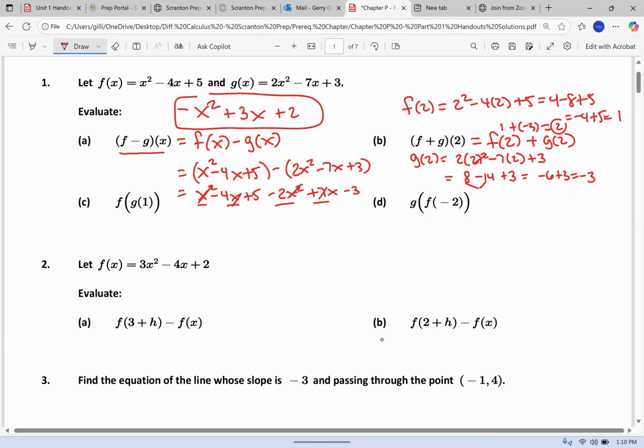Here I'm going to start on the inside. So g at 1 equals 2 times 1 squared minus 7 times 1 plus 3. So 2 minus 7 plus 3. Negative 5 plus 3 is negative 2. But then I have to put negative 2 into f. So negative 2 squared minus 4 times negative 2 plus 5. Negative 2 squared is 4 plus 8 plus 5 is 17.